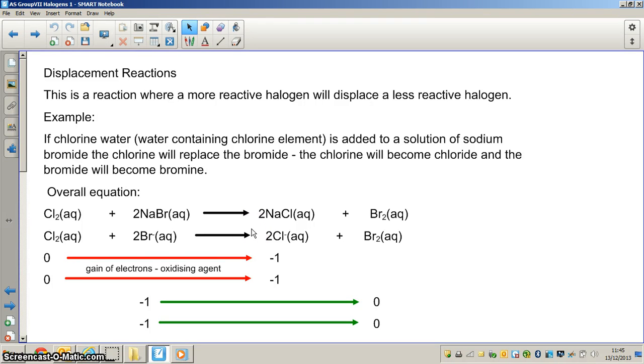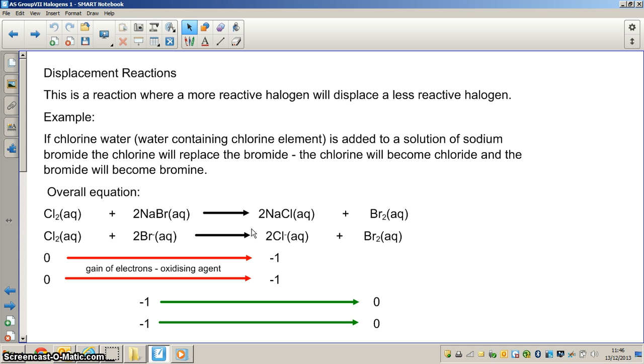This how-to video is about displacement reactions involving Group VII halogens. And basically what we know is that a more reactive halogen, a halogen which is higher in the group, will effectively displace a less reactive halogen from a solution of its compounds.